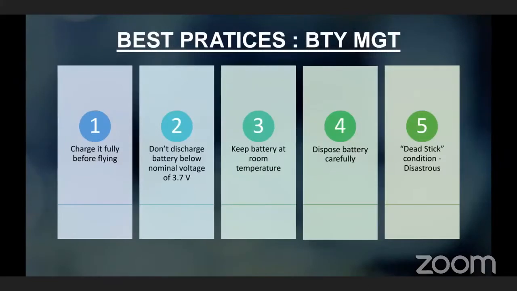And at last, I would like to highlight the best practices of LiPo battery management. We must charge a LiPo battery fully. It means if it is a one-cell LiPo battery, then we must charge it to 4.2 volts. Then we should never discharge the battery below a nominal voltage of 3.7 volts. It should never reach a dead stick condition, as you can see at point number 5, that it is a disaster condition. The drone will not be able to fly.